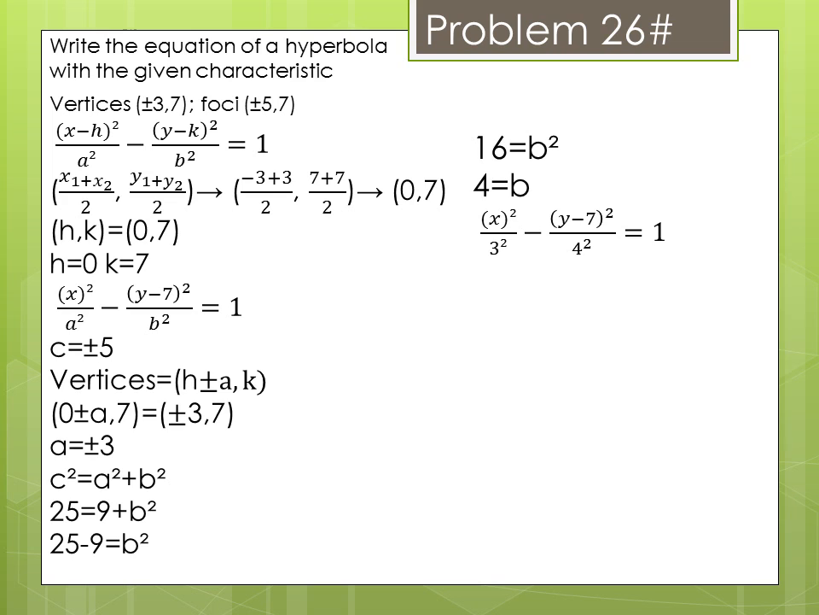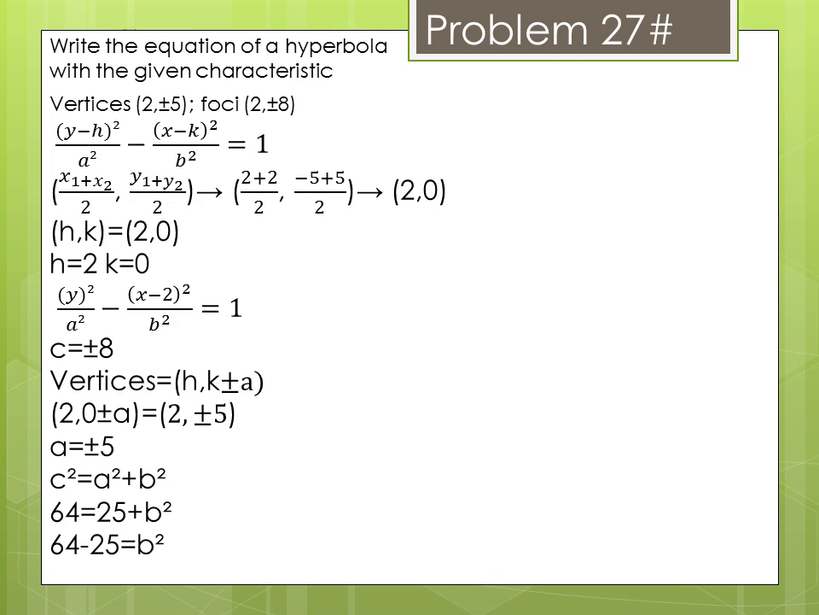And we can now insert all we know into the equation, giving us x squared over 3 squared minus y minus 7 squared over 4 squared is equal to 1, and when we simplify it gives us x squared over 9 minus y minus 7 squared over 16 is equal to 1, and here we have it.